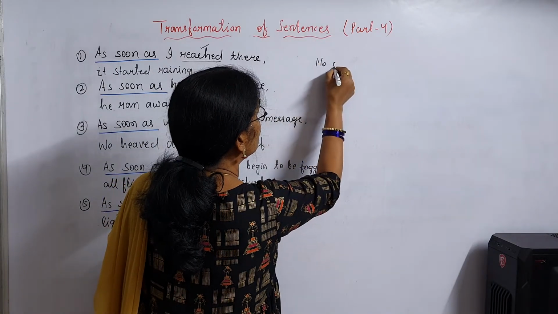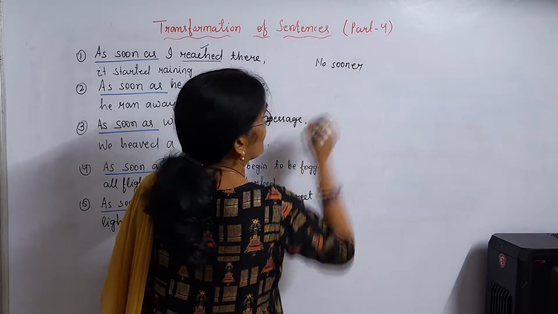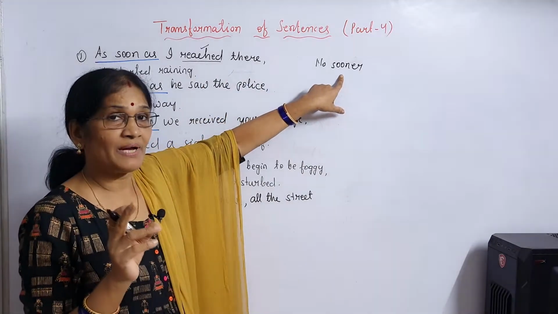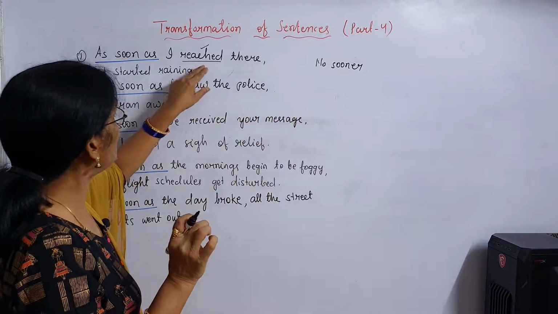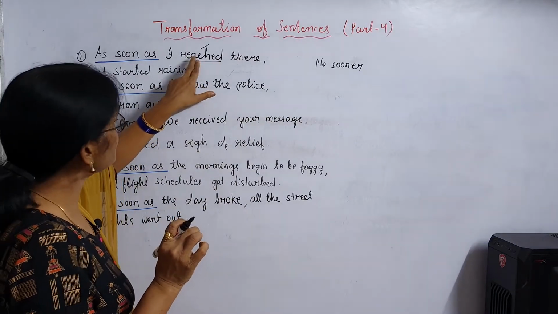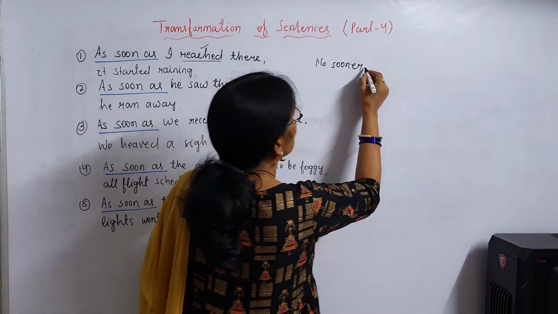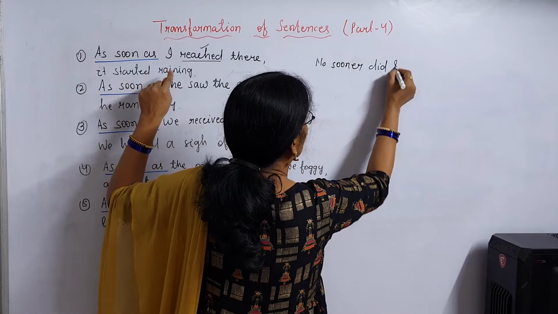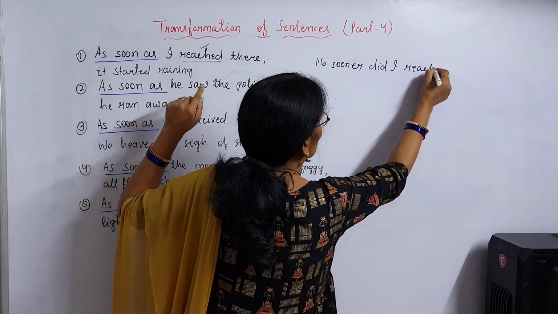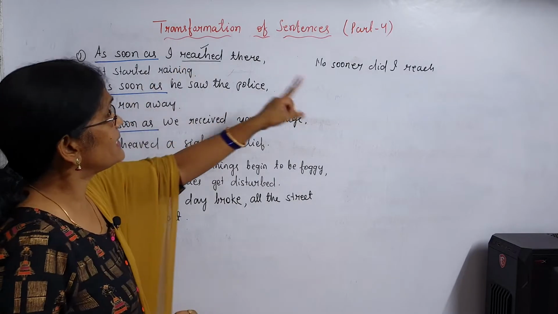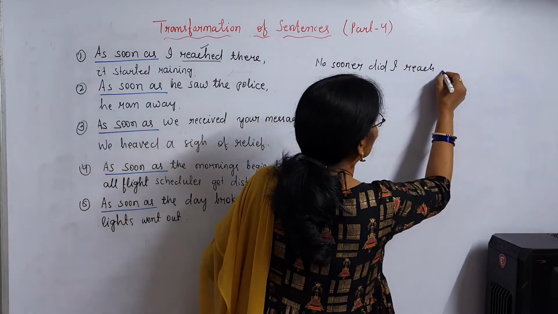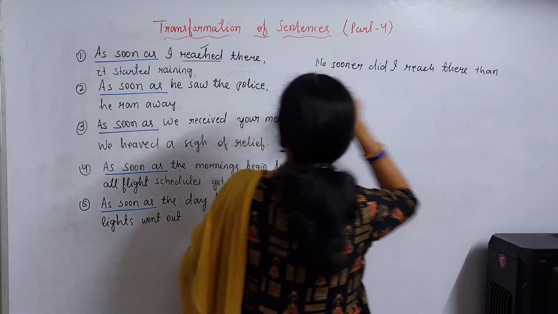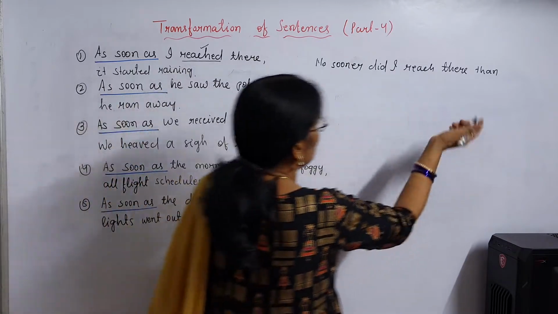No sooner than will be separated from no sooner. No sooner is always followed by one auxiliary verb. What auxiliary verb is present in the sentence? Did is present here. So, no sooner did, then the subject. Did I reach? No sooner did I reach there than, that comma will be removed, then it started raining.